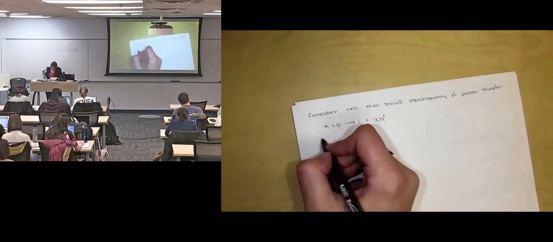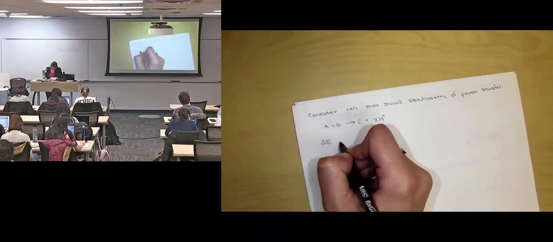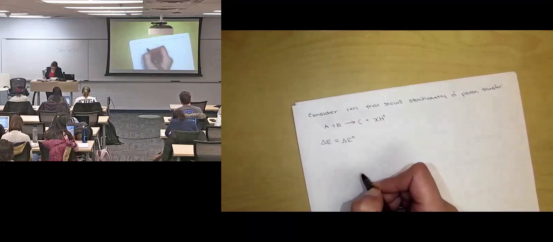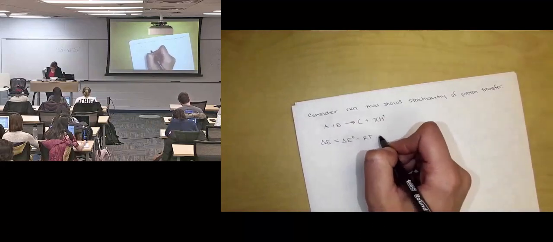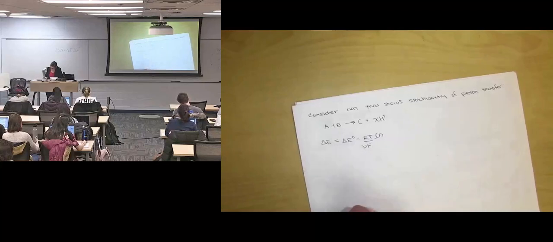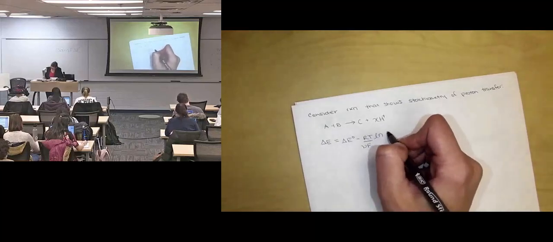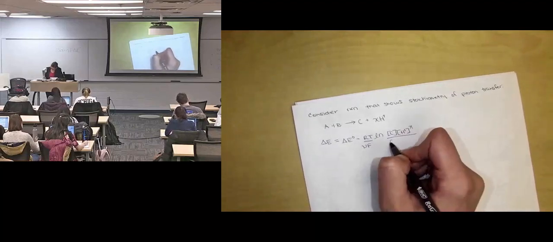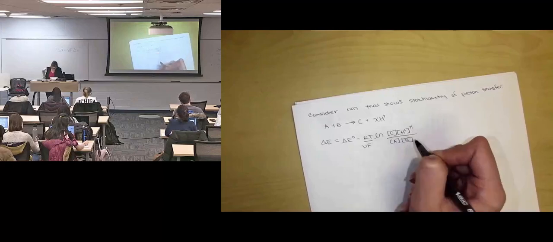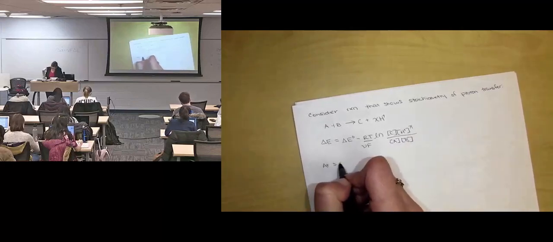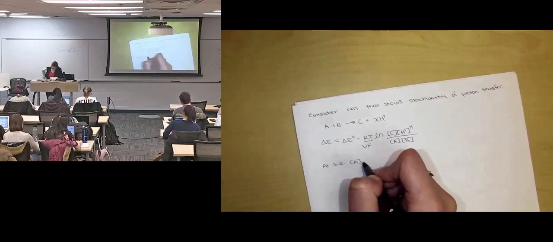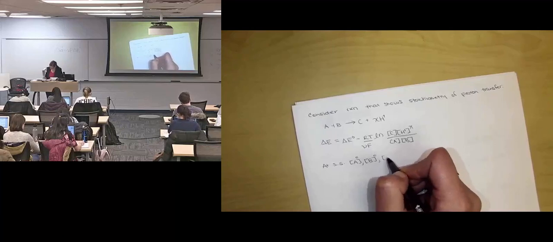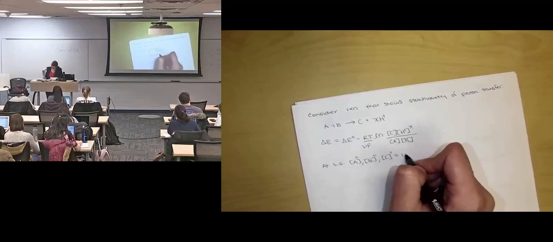The Nernst equation for this reaction would be given by delta E equals standard state delta E minus RT over nF times the natural log of C times H+ to the x, over A and B. At standard state, by definition, we let standard state A, standard state B, and standard state C all be equal to 1 molar.